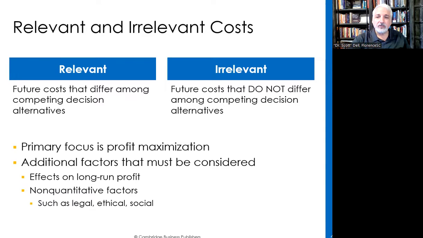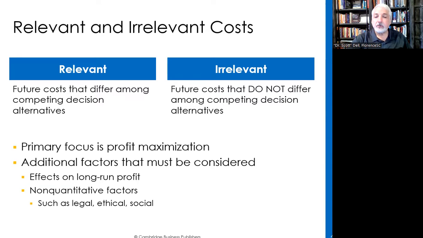But then we have these irrelevant costs, which are future costs that do not differ among competing decisions. So they're not really relevant. They may very well be costs of what we're doing, but they're not relevant to the decision because those costs are going to be the same if we're deciding between two or three alternatives. Then we don't need to include those costs as part of the decision-making process.